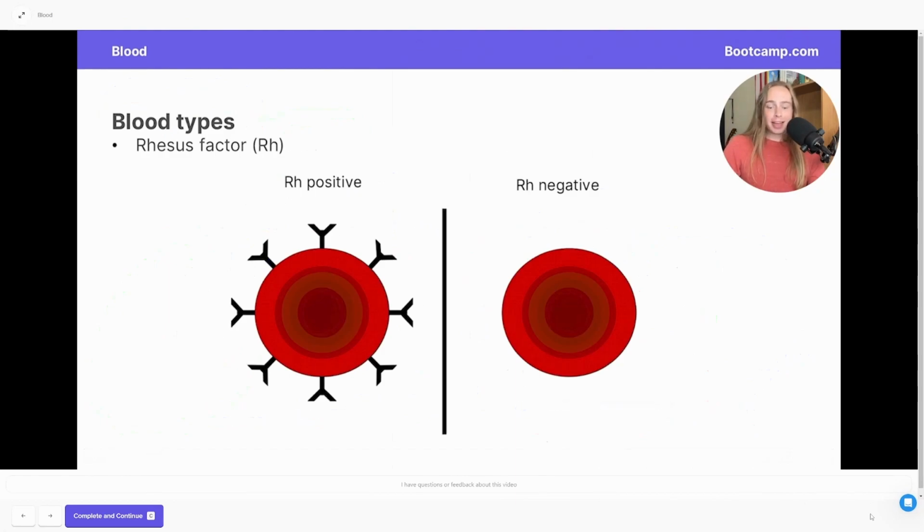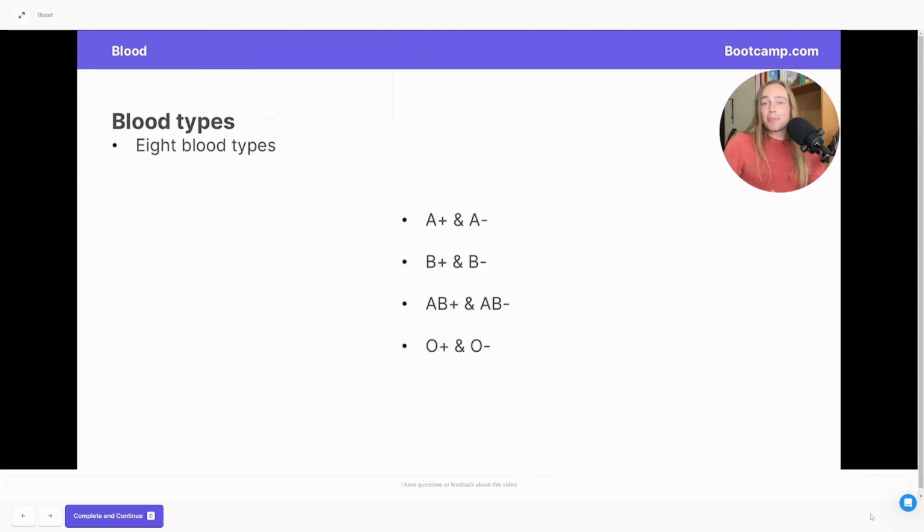As you might have guessed, if a person is Rh positive, they're unable to donate to a person who's Rh negative, and this is simply because an Rh positive red blood cell is going to have those rhesus factor proteins on the cell surface. When we combine these two systems together, we see that we have a total of 8 different blood types that you can be.